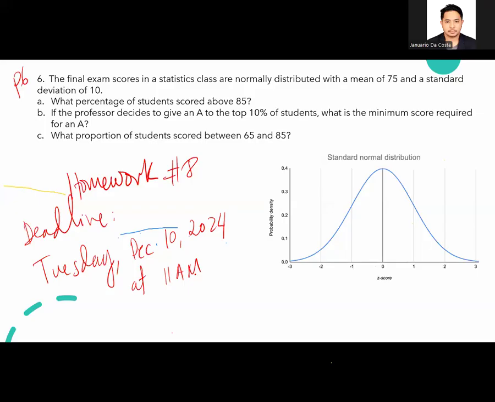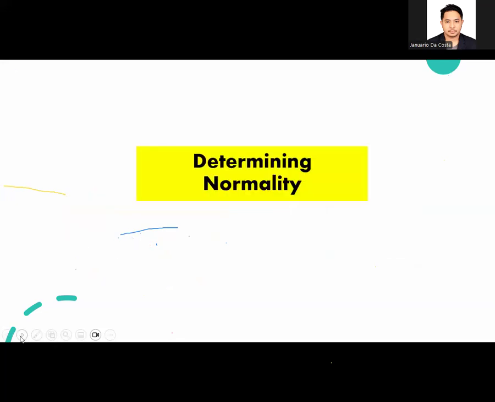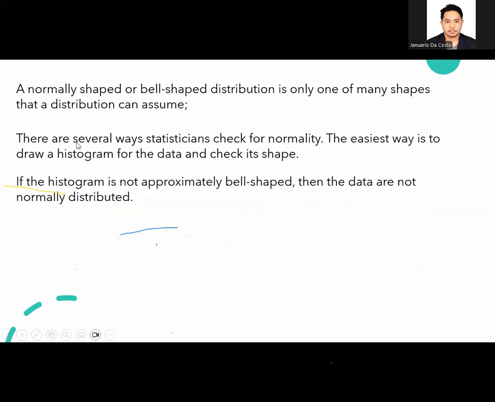Okay, so now that we know that, how do you determine if a distribution is normally distributed or not? Meaning, how do you determine the normality of a probability distribution function? A normally shaped or bell-shaped distribution is just one of the many shapes that a distribution can assume. So how do you check? There are several ways for a statistician to check if the distribution is normal.